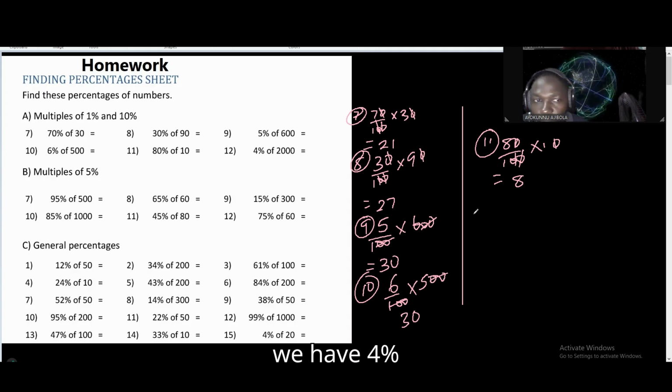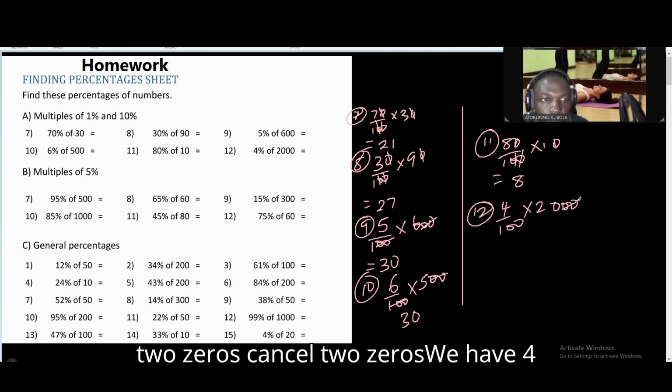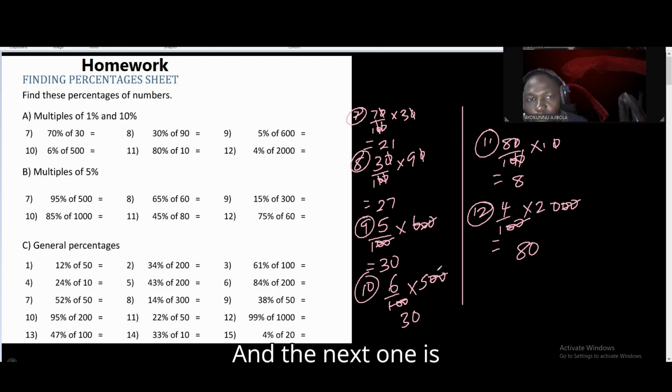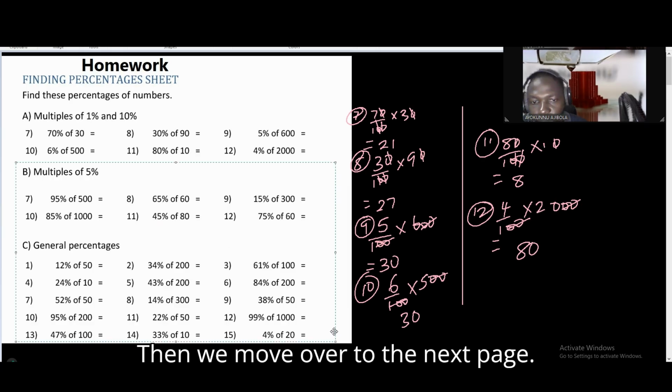Then the next one, we have 4% of 2000. So two zeros cancel two zeros. We have 4 times 20, which is 80. So there you go, 80. That's correct. And the next one, the second part of this, number 7. Let me move it to the next page now.